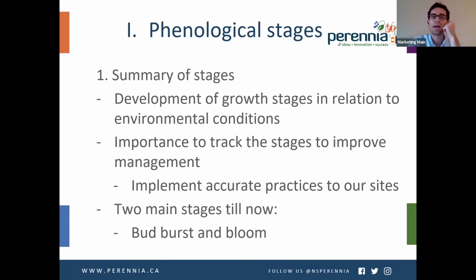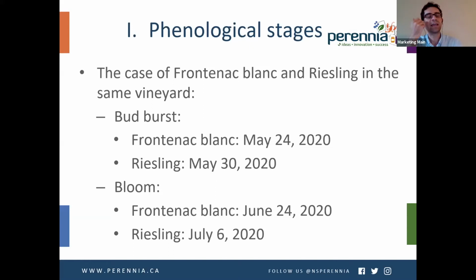So till now, we have had two main stages, bud burst and bloom. If you remember, in our first sessions we talked about keeping in mind at least four, which are bud burst, bloom, veraison, and harvest. In this case, I want to mention Frontenac Blanc and Riesling. These are two varieties in the same property. Frontenac Blanc is an early hybrid, and Riesling is a late vinifera one. So I have both extremes.